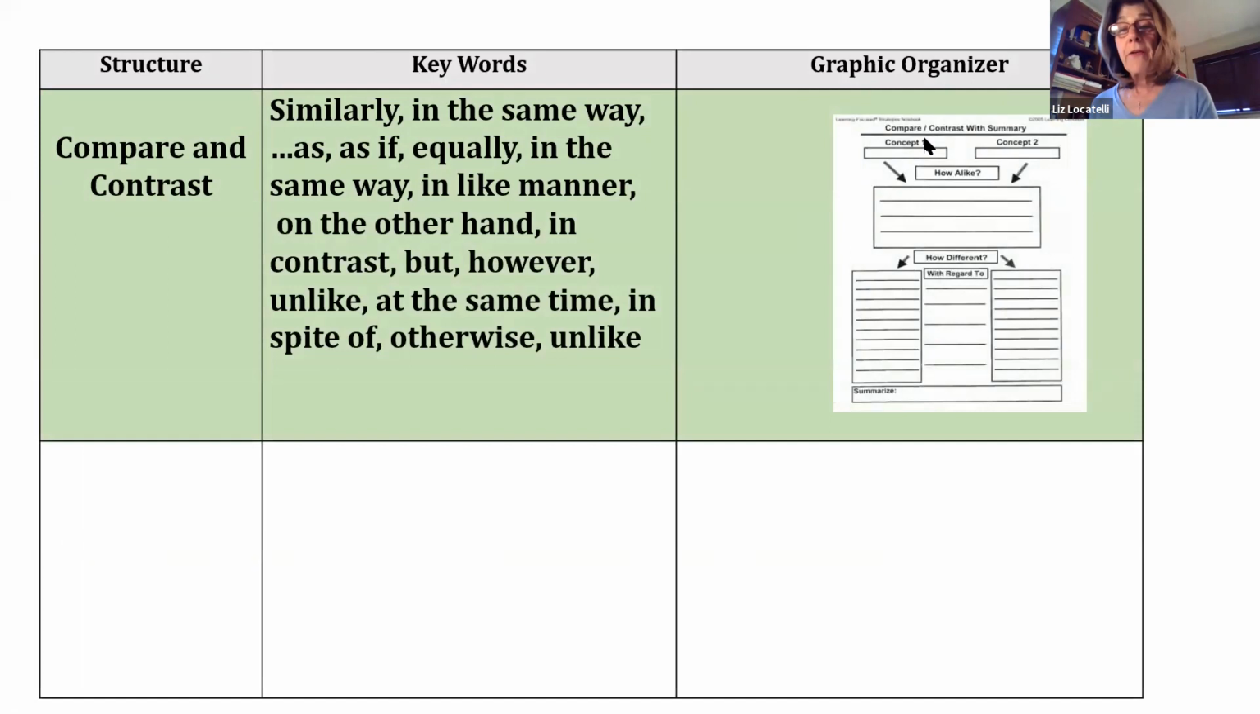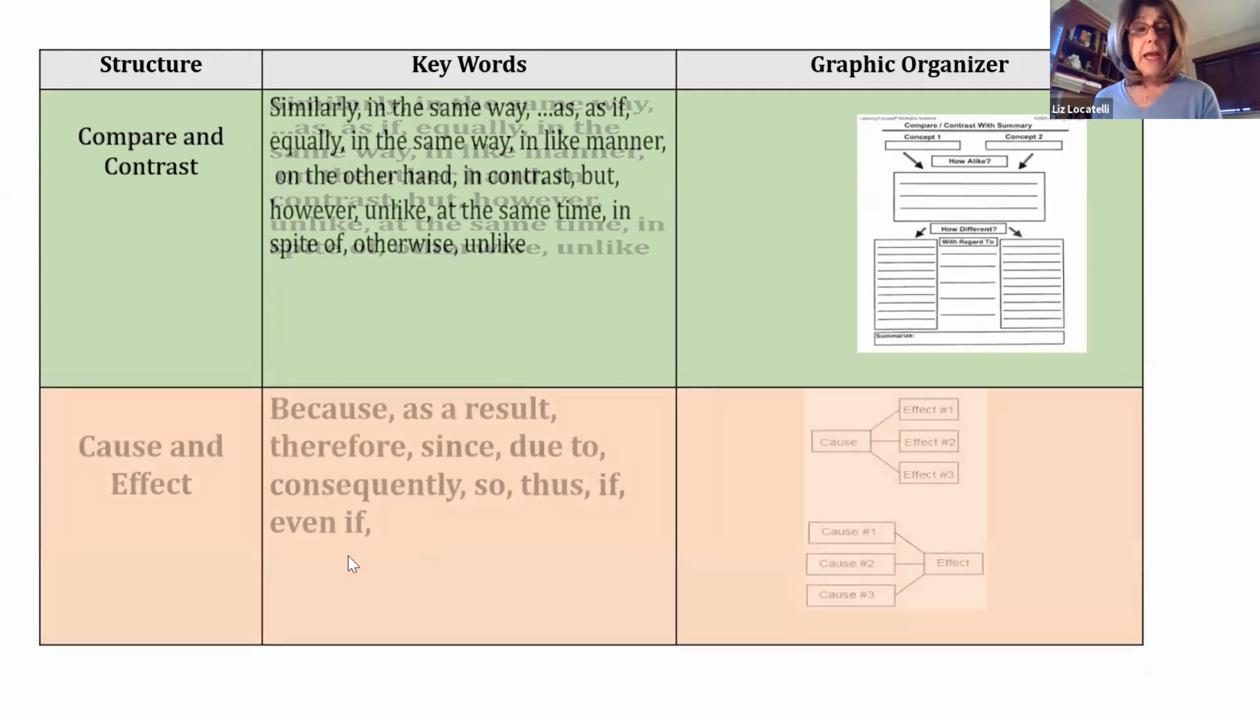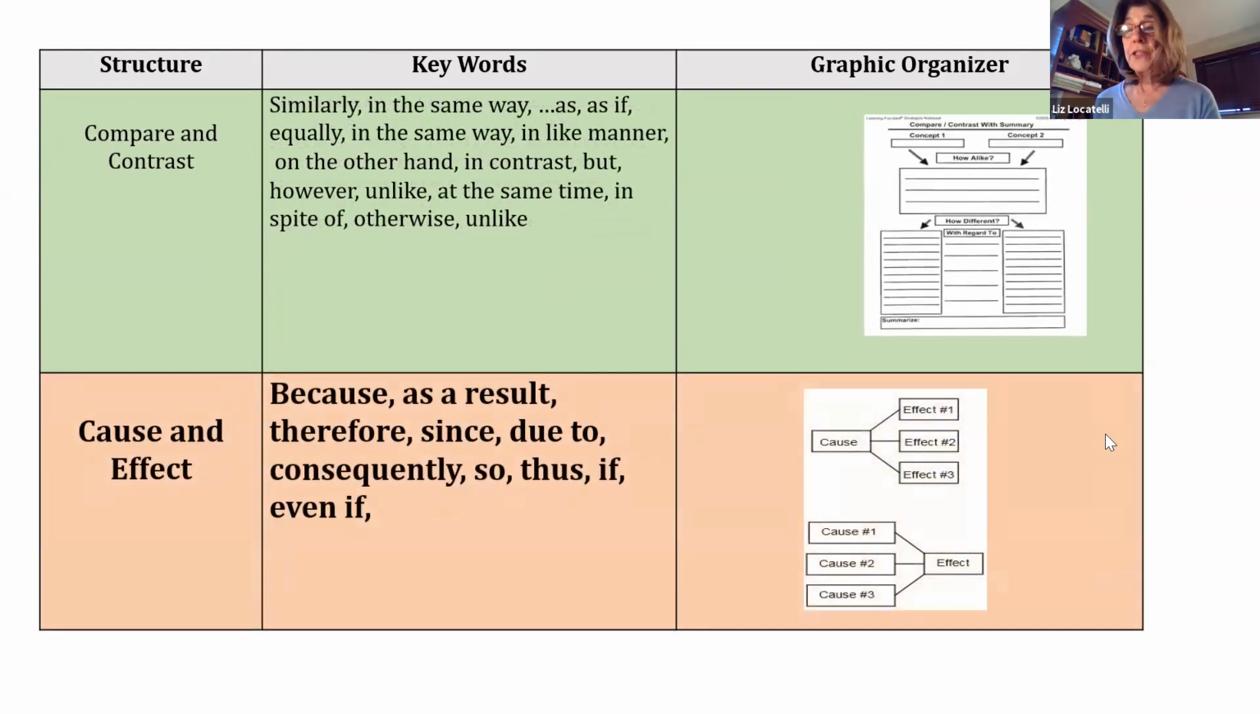And remember, compare and contrast. We have lots of things going on here. How are they alike? But then how are they different? And with regard to, that is the most important part of that chart, where you pick what are the areas that we're contrasting. And then once I've identified the areas, I can put details for both sides. And very important, summarize: what is the so what? What is the importance of this contrast? All right, so that's a really excellent chart to use. And then finally, cause and effect, which is like the one that we used for the text earlier.